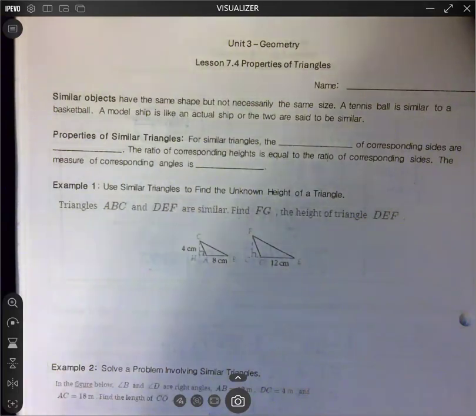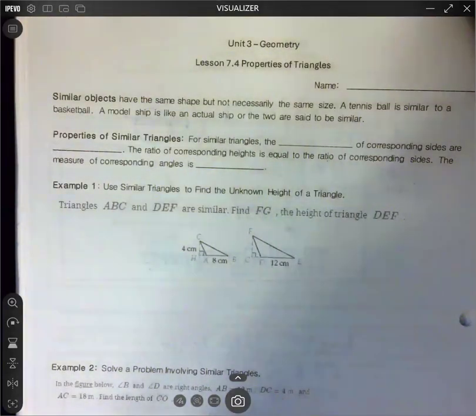Similar objects have the same shape, but not necessarily the same size. For example, a tennis ball is similar to a basketball. A model ship is like an actual ship, or the two are said to be similar. Our properties of similar triangles.